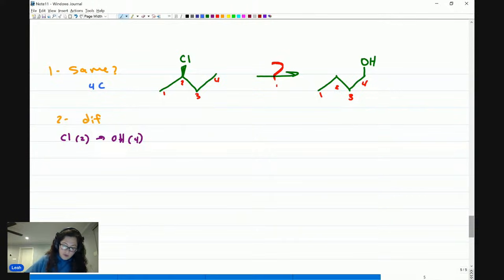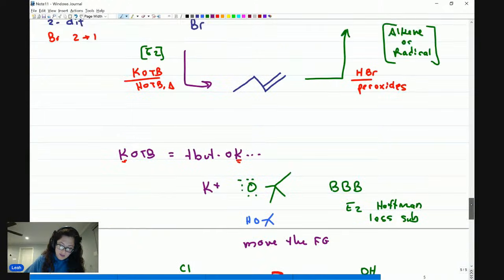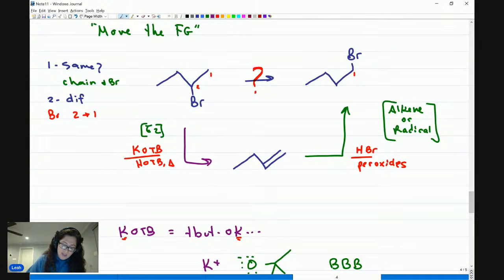We have to turn the chlorine into an alcohol and move it over. We are going to use the pattern of move the functional group. And then with that pattern, I want to go back to this problem. In this case, we move bromine. But who said we had to put it back as bromine? When you move the functional group, you can put any substituent or functional group on there.